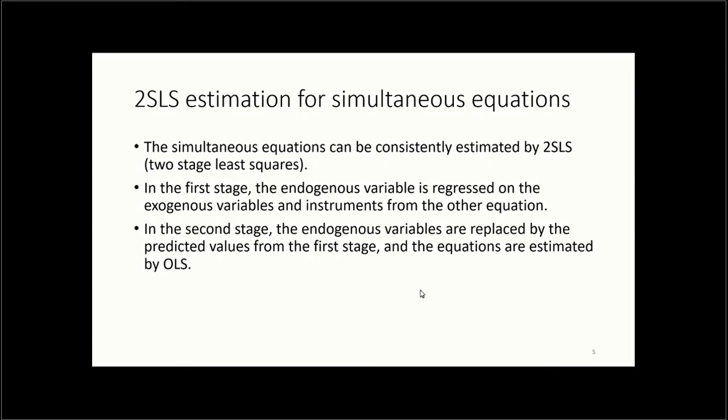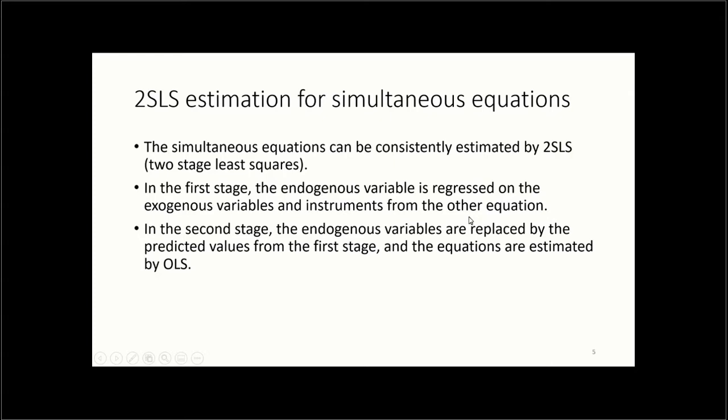Now, the simultaneous equations can be consistently estimated using two-stage least squares. And what we're going to be doing here is very similar to what we've done in the previous presentation for instrumental variables. Only that now we have two equations, so we're going to be repeating the same procedure twice, once for each equation. So in the first stage, the endogenous variable would be regressed on the exogenous variables and the instruments from the other equation.